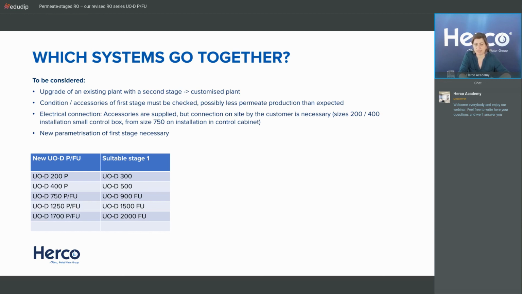We double check if everything's fine, and then you can get a second stage and simply upgrade your existing UOD unit. When you get the second stage, you will get all the accessories. So you'll get the hoses for connection, you will get the signal cable, and you will get all the accessories for this control box or for the installation in the control cabinet. You just need to connect that to the first stage on site. The first stage will need to get a new parameterization, so we'll need to update the software as well.